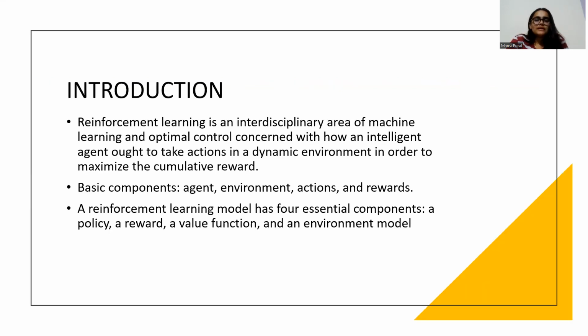So reinforcement learning is an interdisciplinary area of machine learning and optimal control concerned with how an intelligent agent ought to take an action in a dynamic environment in order to maximize the cumulative rewards. So, what are the basic components of reinforcement learning? An agent, environment, actions, and rewards. So, a reinforcement learning model has four essential components: a policy, reward, a value function, and environmental model.